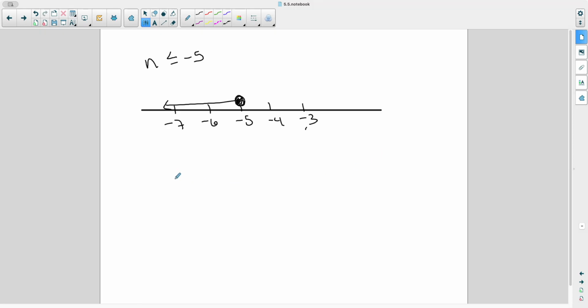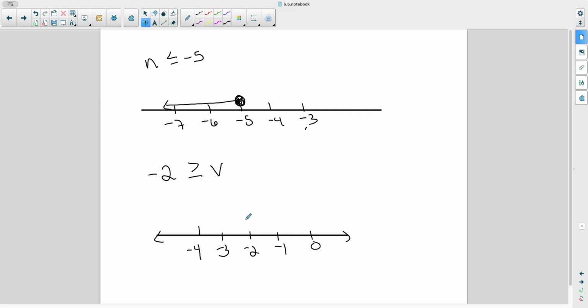Okay, let me do another one. -2 is greater than or equal to v. So at -2, it's a closed circle. And do I go to the left or to the right? Nope, I go to the left, because v is less than -2. Oh yeah, common mistake, right? When the signs fully flip sides.